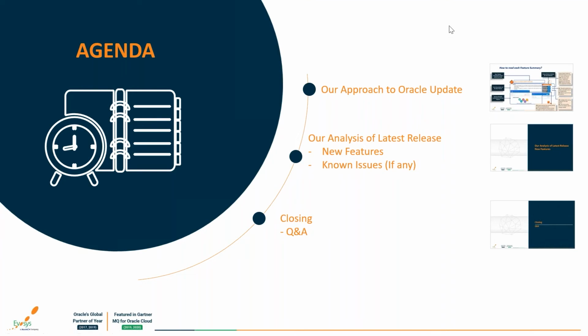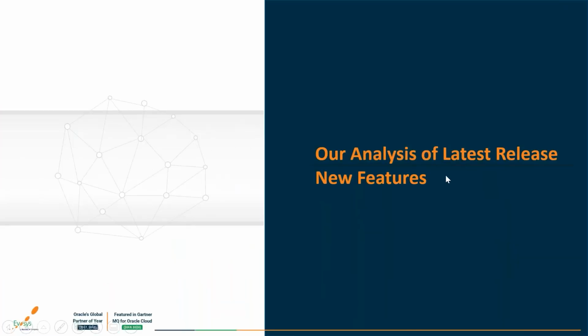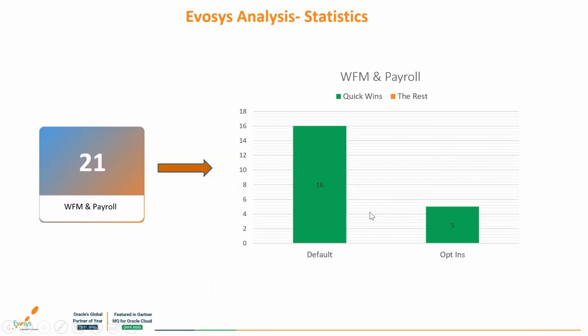Hello, everybody. I am Yagni Raulji, and I'll be taking you all through the quarterly upgrade of 22A for workforce management and global payroll. Before we deep dive into each individual feature, let's go through a quick analysis of the different updates that Oracle has brought us for both the modules. There are in total 21 features, out of which 16 are default updates and 5 are opt-in features.